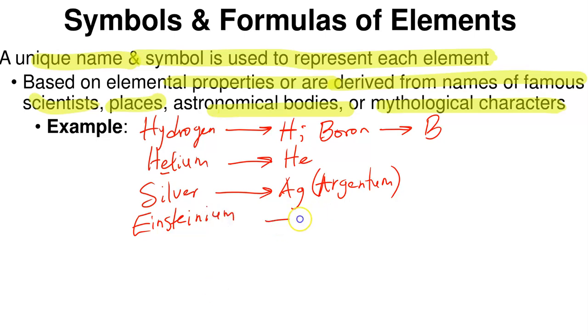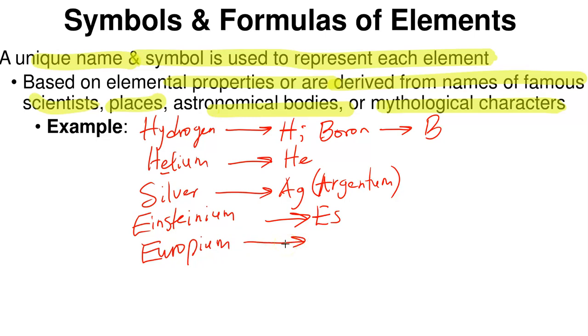Einsteinium. Where does that come from? Derived from the name Einstein, in honor of Albert Einstein, one of the greatest scientists that ever lived. So Einsteinium from Einstein. What about europium?